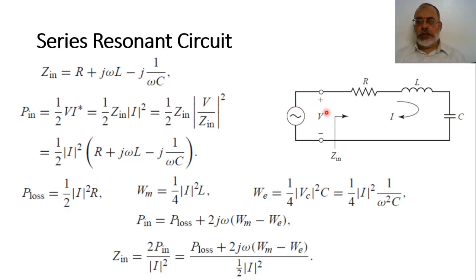The power in a series resonant circuit is given by the input power equals half V multiplied by I conjugate, and the current is actually V over Z. So we take V over R plus j omega L minus j over omega C and take its conjugate. This input power can also be presented as half the complex input impedance multiplied by the magnitude of the current squared, or as half the complex input impedance multiplied by the magnitude of V over Z input to power 2. Actually, V over Z input is the value of the current.